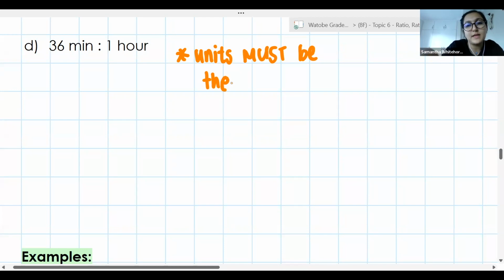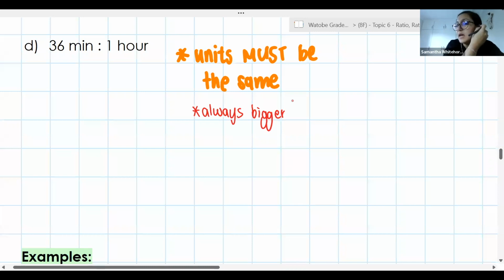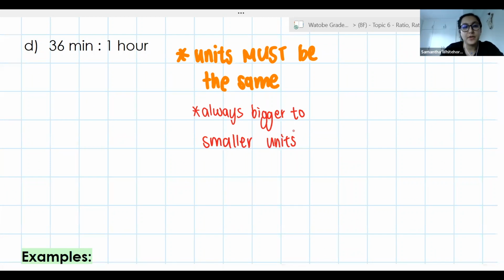And so what that means is that we need to convert one of these units so that our units are the same. Now, my advice is always convert the bigger unit to the smaller unit. Mostly because bigger units to smaller units will avoid decimals and fractions. And as we said earlier, we never want to have decimals or fractions in our ratios. And so if we convert so that we already don't have them, that makes our life easier.